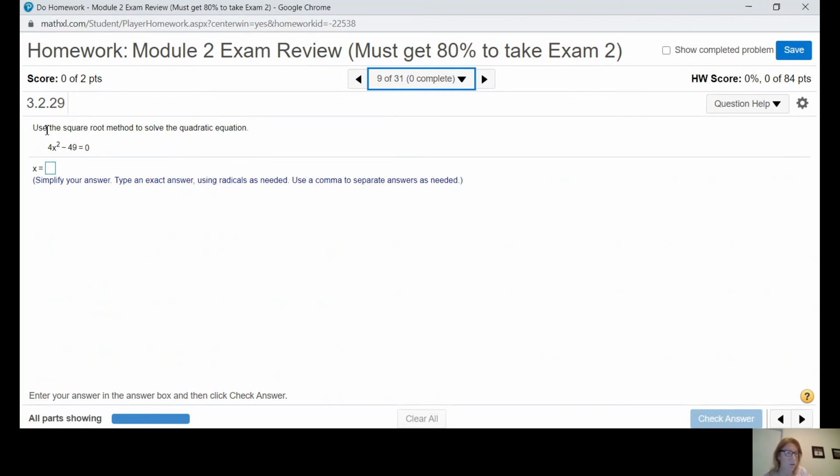This is: use the square root method to solve the quadratic equation. The first thing I want to comment on is that on the test, as long as you can solve the quadratic exactly, I don't really care whether you use this particular method, but it is a little faster. So let me go ahead and show you what we're doing. I'm going to stop sharing that so that I can share the camera here and show you what I'm talking about.